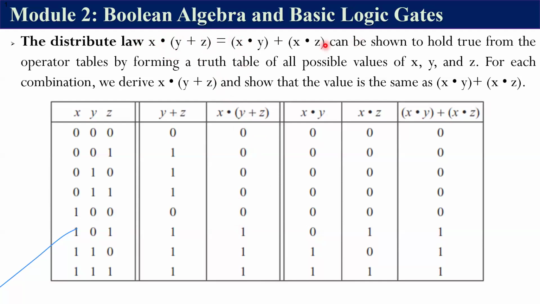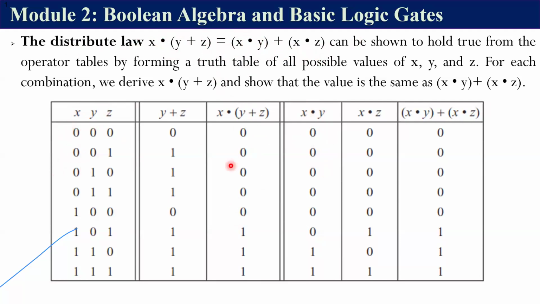And we verify what we have on the right-hand side, whether this distributive law is actually correct or not. We are proving it. Now, the first part we have here is what? X and y. So this is our x, this is our y. This is the column we are getting now. X and y is 0 and 0.